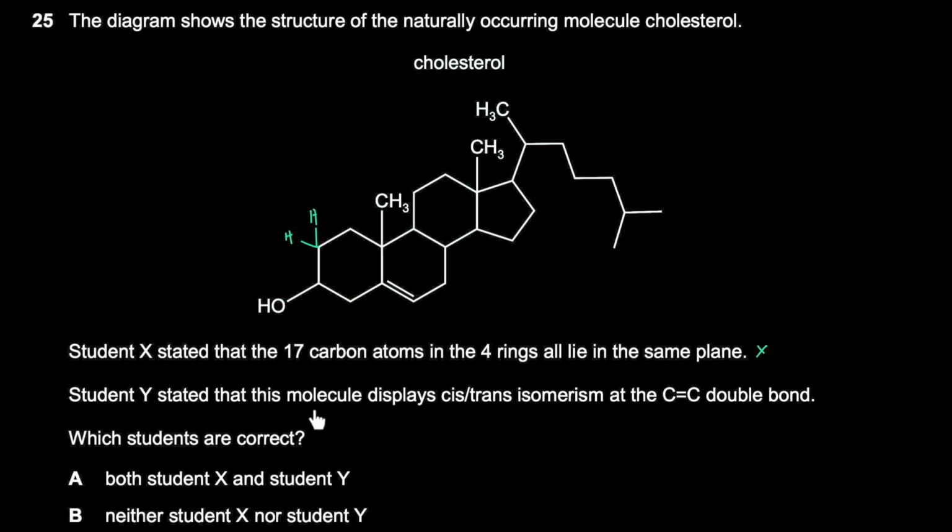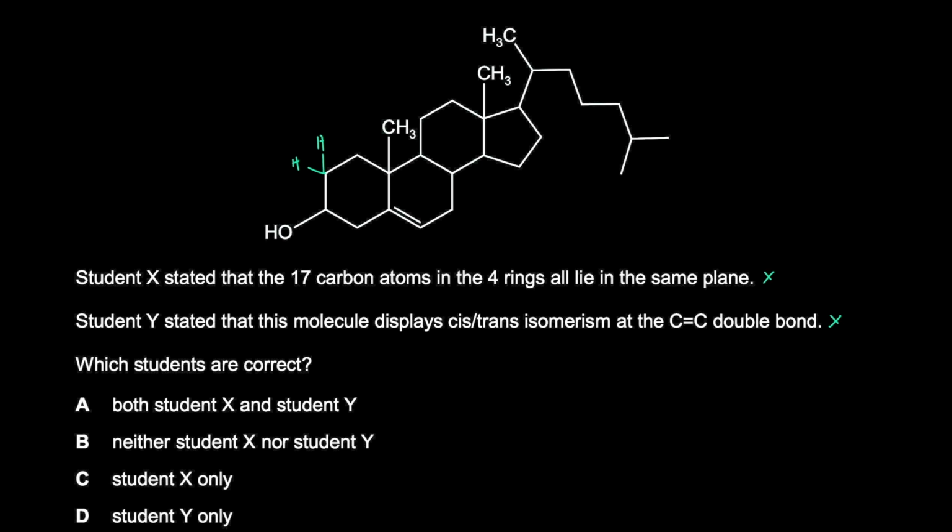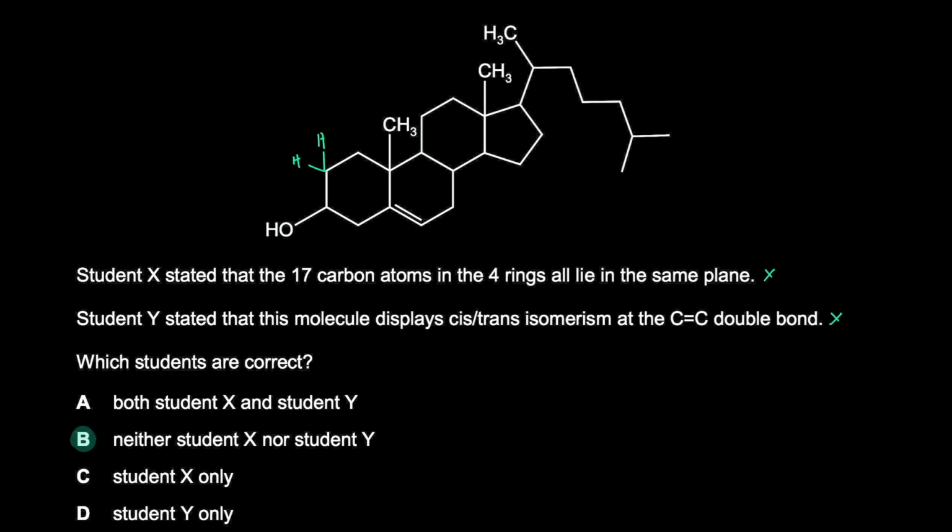And student Y said the molecule displays cis-trans isomerism. He is also incorrect because a carbon-carbon double bond inside a ring does not display cis-trans isomerism. So the answer is B.